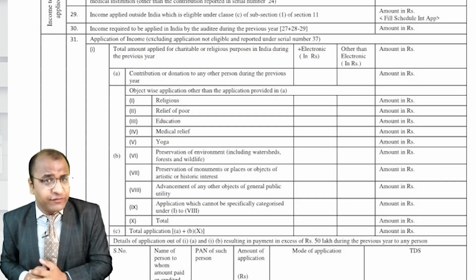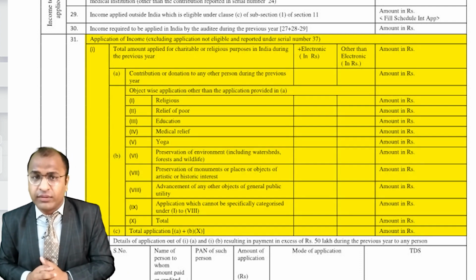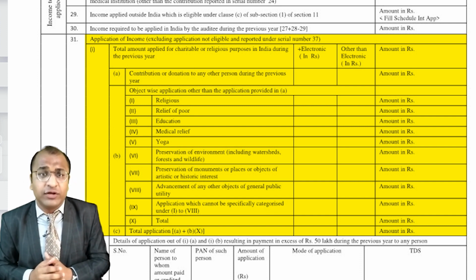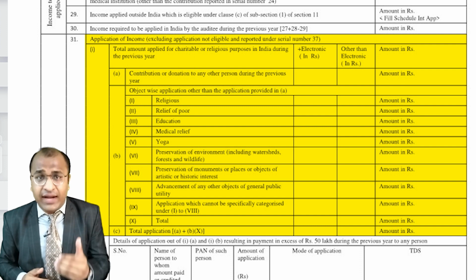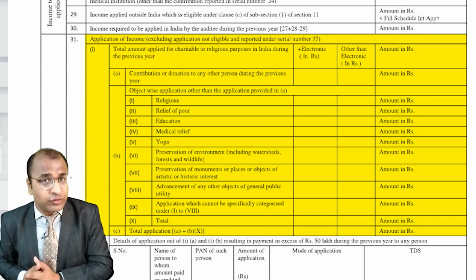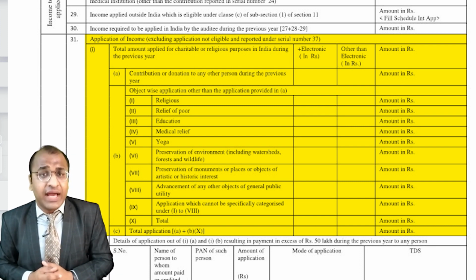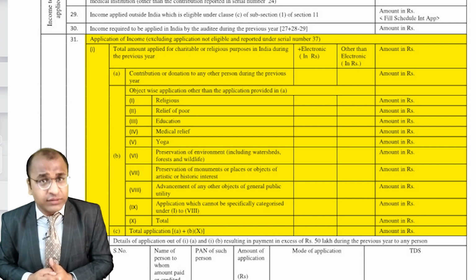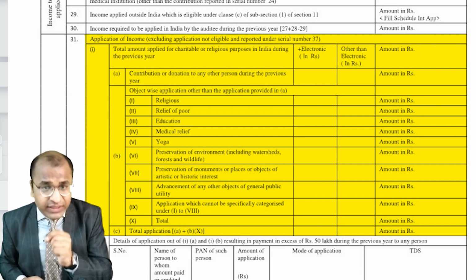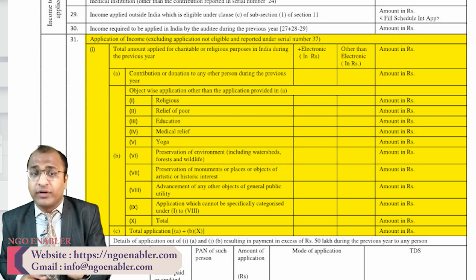Yet another very significant reporting requirement which the auditors have been burdened to report in form number 10B is bifurcation of application into the object-wise application and whether such application was made in electronic or other than electronic modes. A good amount of effort shall be involved at the time of auditing, both by the organization as well as the auditor, to identify and bifurcate the application object-wise and further into electronic or non-electronic mode.